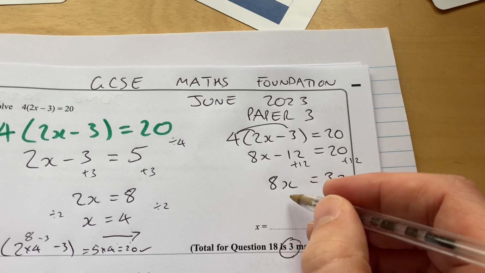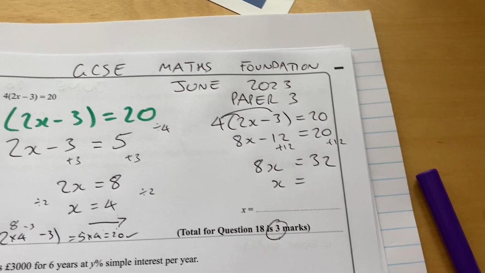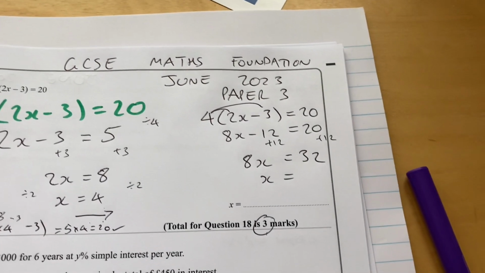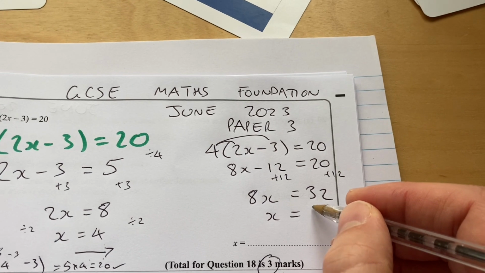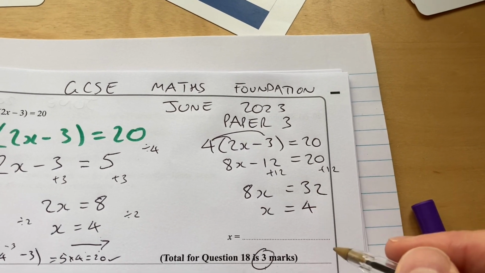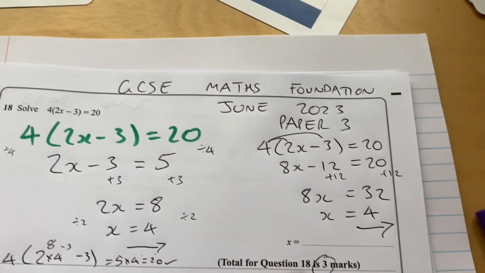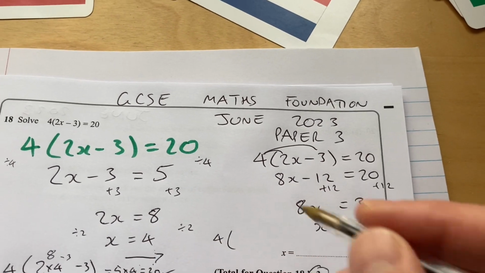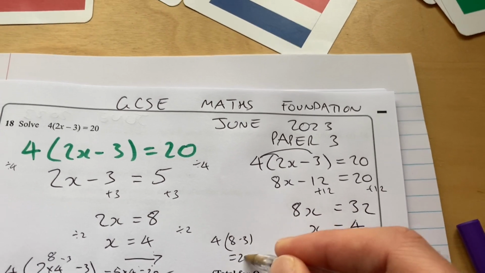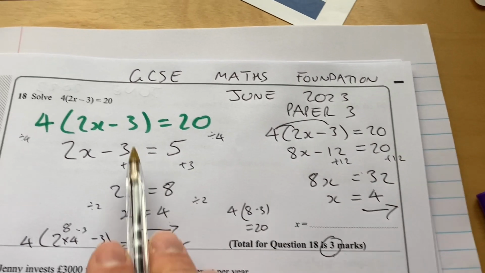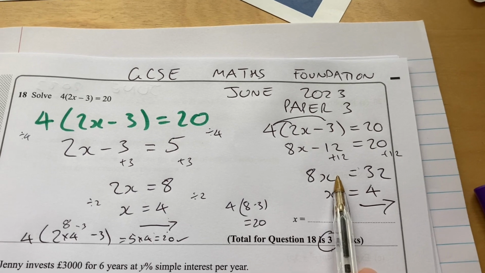And now divide by 8. If you know your times tables, it is a calculator paper, so I could use the calculator if I need to. Or if you know your times tables, 8 times 4 is 32. So 32 divided by 8 is 4. You get the same answer, and you could check it as well as I did there. You could do 4 times 8 minus 3, etc. It does equal 20. So either way, it doesn't matter. I prefer dividing by 4. Some students prefer expanding the bracket.